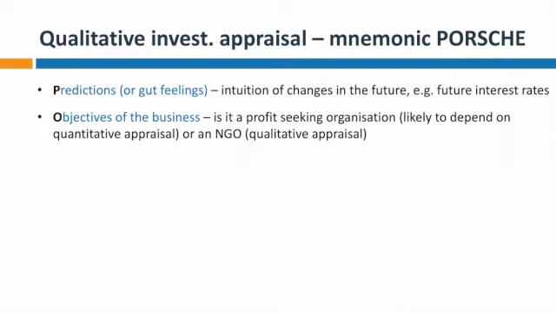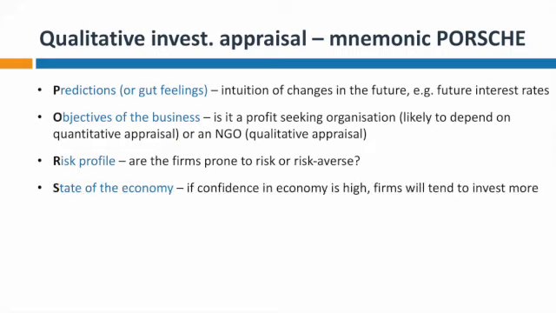If it's a profit-seeking organization, then it's more likely to depend on quantitative appraisal, whereas an NGO will probably take qualitative appraisal into account more. Risk profile: are the firms prone to risk or risk averse? What's the state of the economy? Are we confident that the economy is going to grow, or are firms scared, or maybe they tend to invest less in the period before, let's say, an anticipated recession? You can comment on that and definitely take that into consideration.